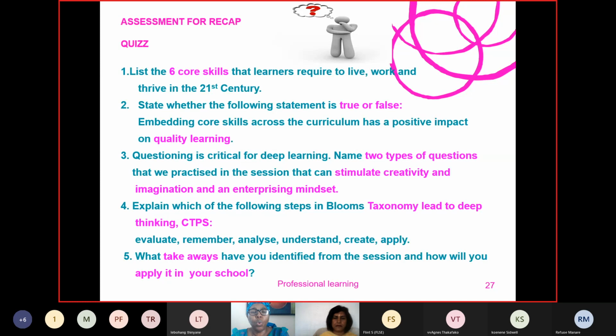Number 5, what takeaways have you identified from the session, and how would you apply them in your school? So takeaways that you would apply in your school. So Molly, whilst I was reading, I was also putting emphasis on what you have highlighted. So those are the questions, ladies and gentlemen.